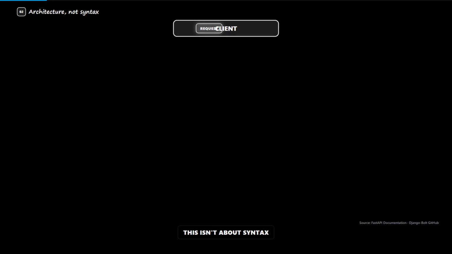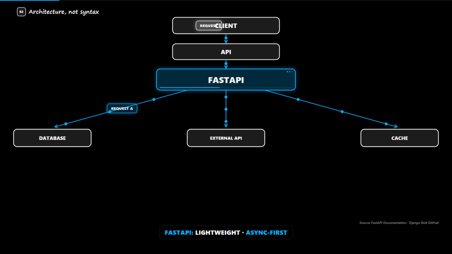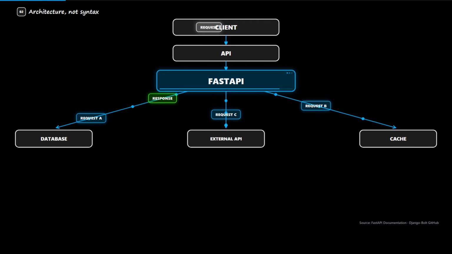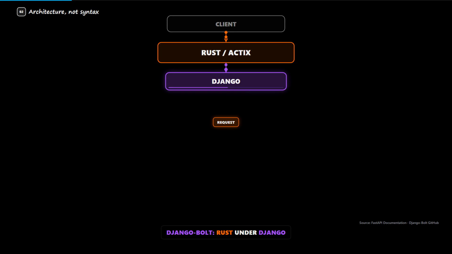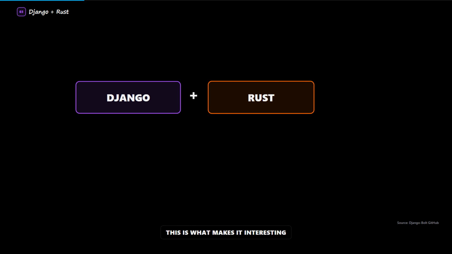This isn't really a question about syntax. It's a question about architecture. FastAPI gives you a lightweight async-first API framework. Django-Bolt takes the Django ecosystem and puts a Rust-powered HTTP layer underneath it. And this is what makes Django-Bolt interesting.